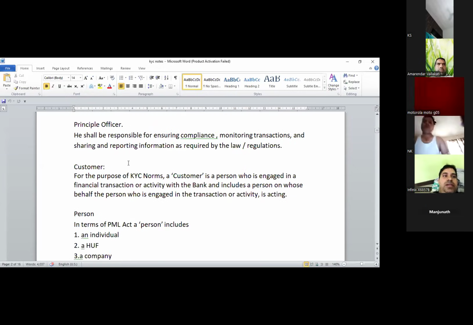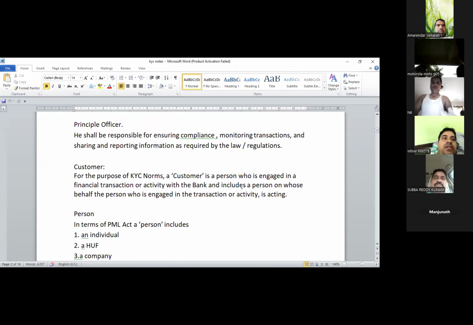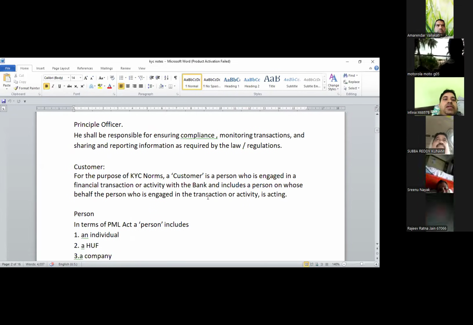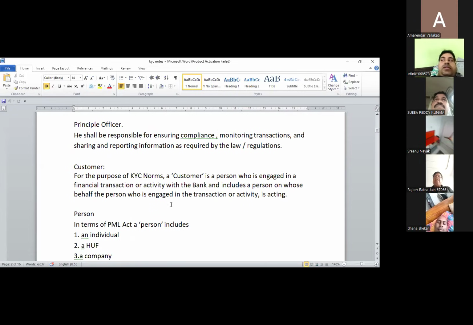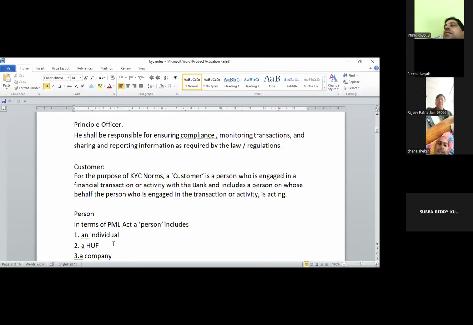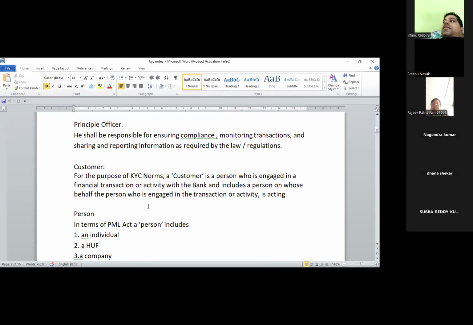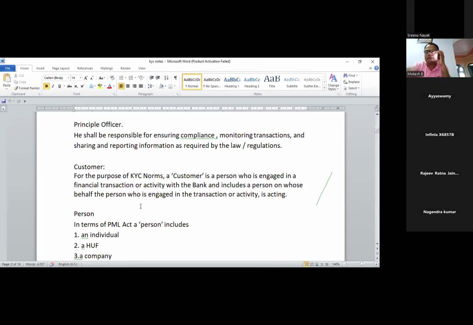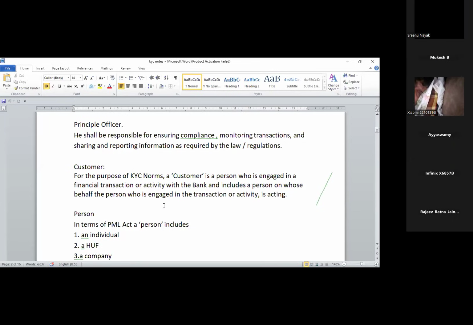As per KYC, the customer is defined as a person who is engaged in a financial transaction or activity with the bank and includes a person on whose behalf the person who is engaged in the transaction or activity is acting. Normally, a person who comes into the bank and does any transaction will be called a customer. And even for walk-in customers, we are now creating customer IDs. So everyone becomes a customer only after doing a transaction in the bank. It may be any type of transaction, but a transaction should happen, then only they become the customer of the bank.